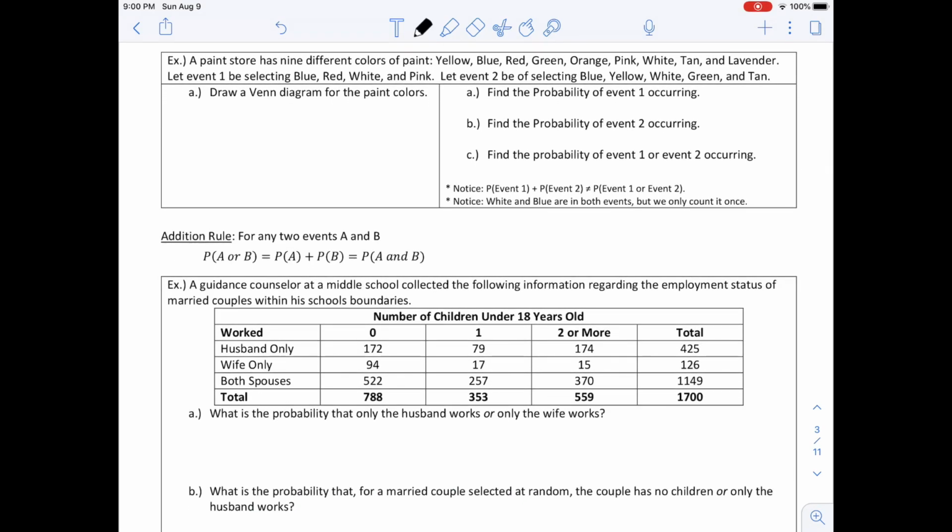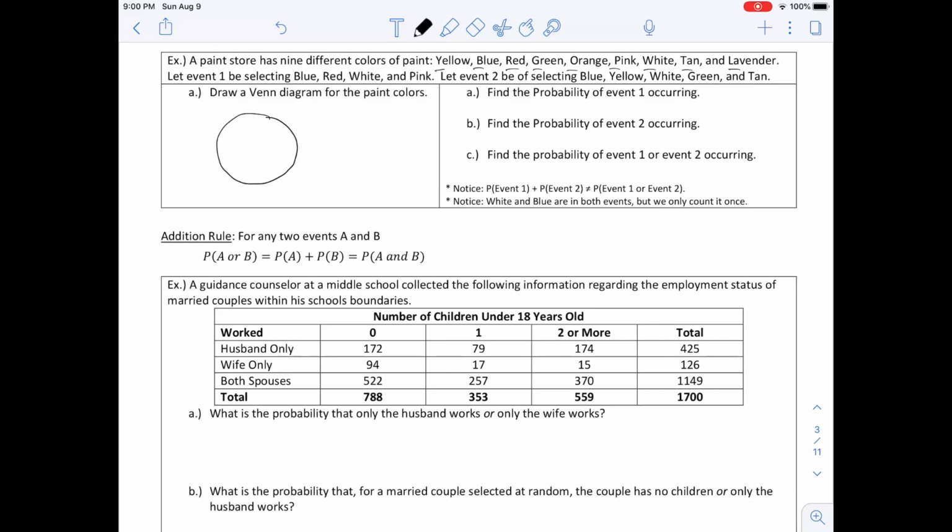The next example that we have says a paint store has 9 different colors. We have yellow, blue, red, green, orange, pink, white, tan, and lavender. Let event 1 be selecting blue, red, white, and pink, and let event 2 be selecting blue, yellow, white, green, and tan. Draw a Venn diagram for this example of these paint colors.